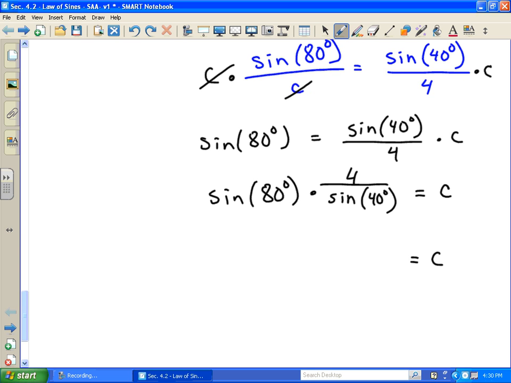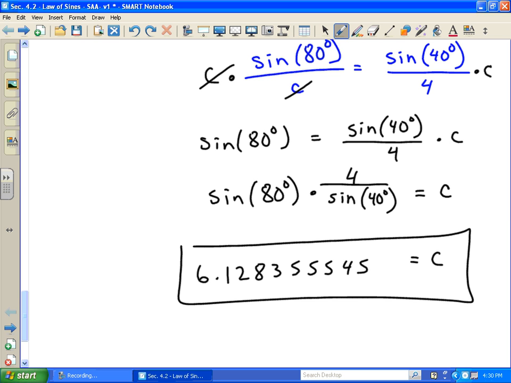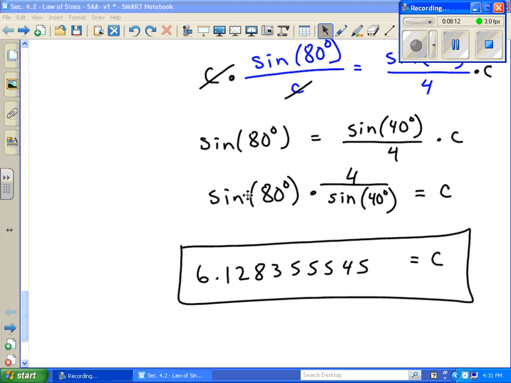Type this in the calculator and you will end up with c equals 6.128355545, and that's the length of side c. This concludes this lesson on solving side-angle-angle triangles.